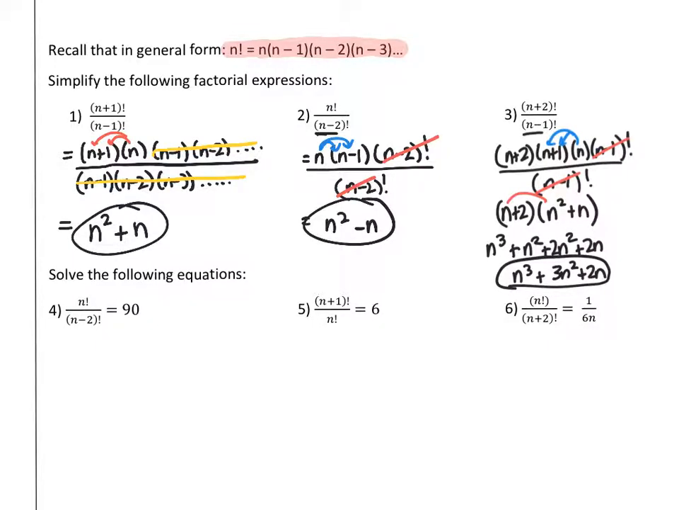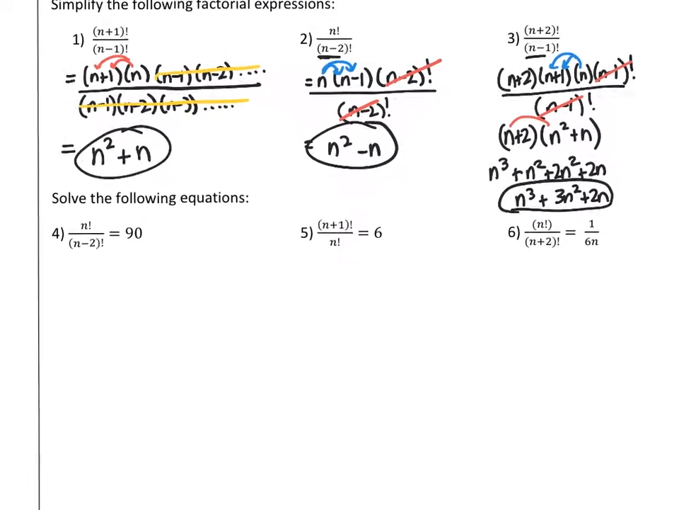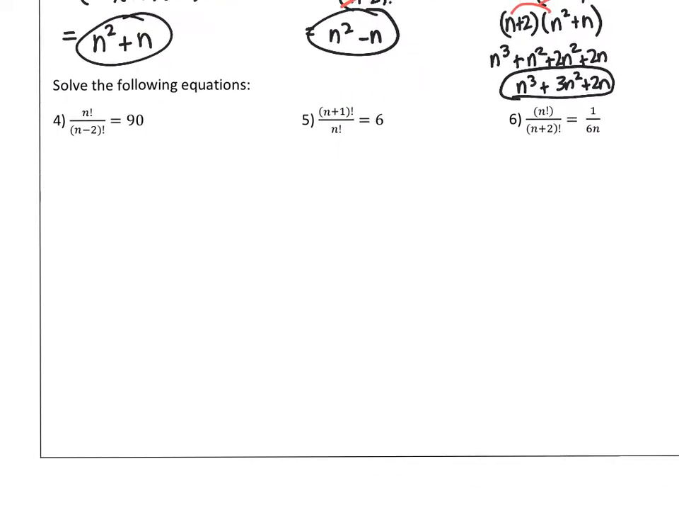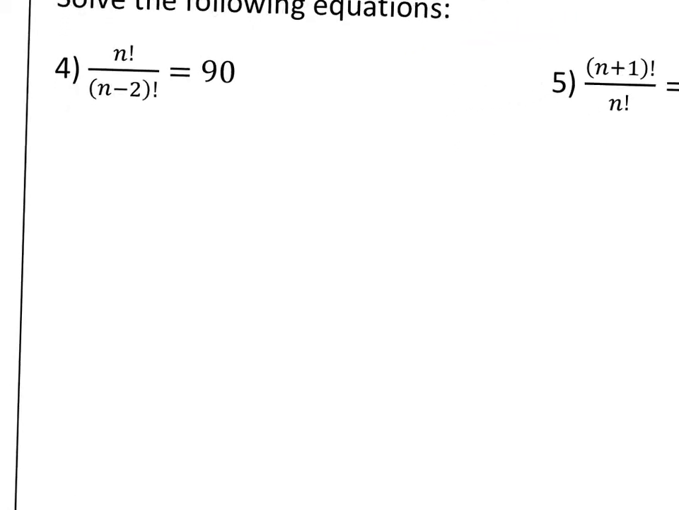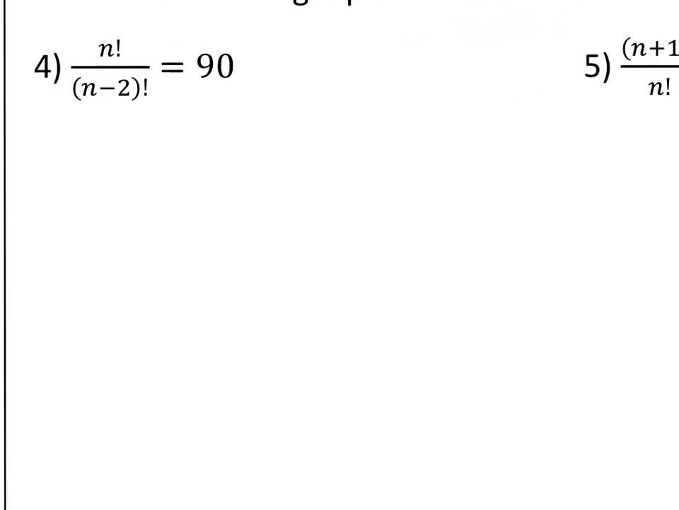Simplified algebraic expression. Okay, now we're going to solve a few equations. So we're going to put those skills to use. So we're going to solve these equations. n factorial over n minus 2 factorial equals 90. Okay, I'm just going to zoom in nice and close on that, guys.